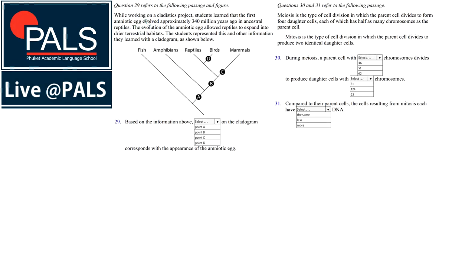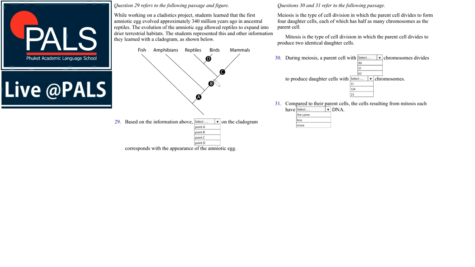While working on a cladistics project, students learned that the first amniotic egg evolved approximately 340 million years ago in ancestral reptiles. The evolution of the amniotic egg allowed reptiles to expand into drier terrestrial habitats. The students represented this and other information they learned with a cladogram, as shown below.